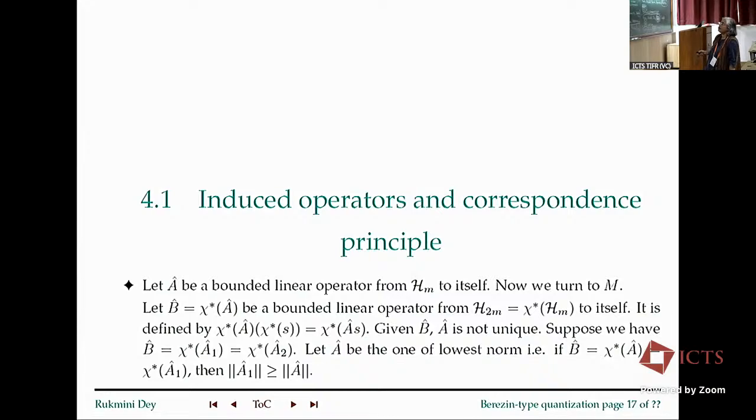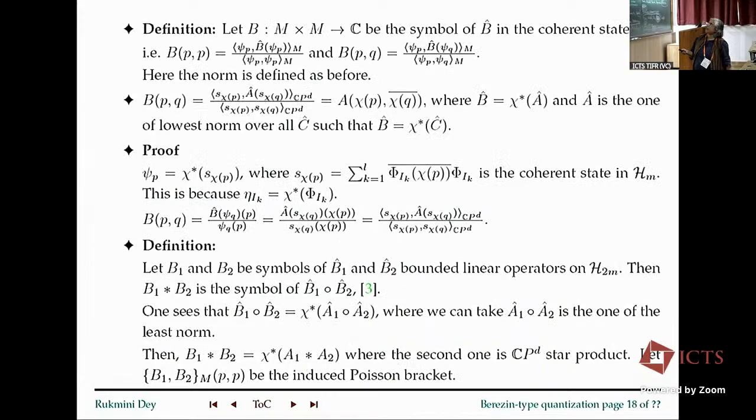So now how do we do it? We actually pull back the bounded linear operators to H_M. And again, there will be a lot of choices. So we take the one with the least norm. So B hat is chi star A hat. Then this is equal to chi star A1 hat. Then I take A hat to be the least norm operator. And then I have the coherent states already.